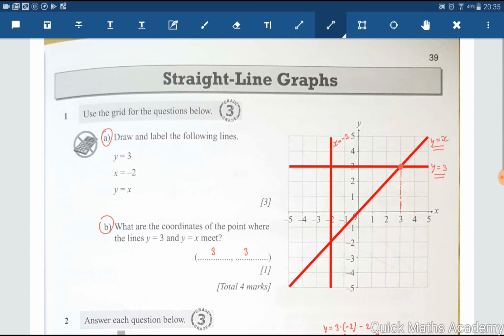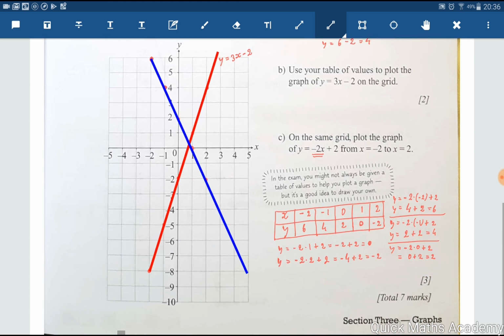It's just a little introduction to straight line graphs. The next one we will be talking about gradients, because straight line graphs have all to do with gradients and the intersection point with the y-axis.